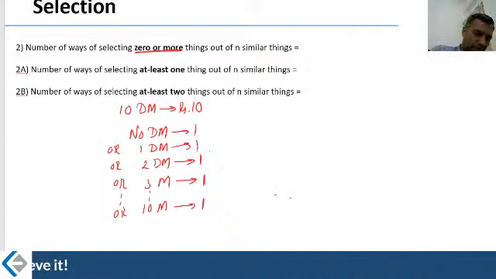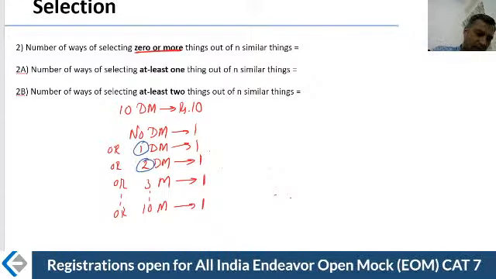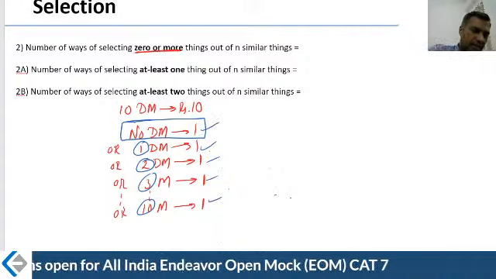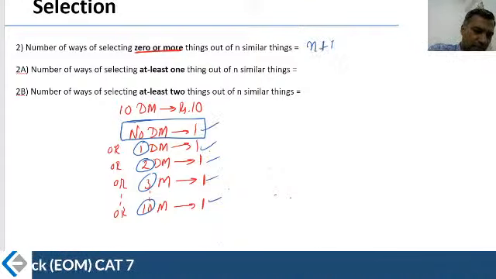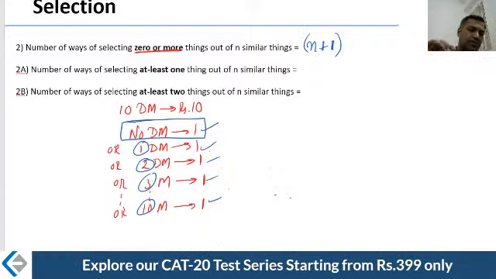Now think about it, guys. For one dairy milk there is one way, two dairy milks one way, three dairy milks one way, like this 10 dairy milks one way, and there is also zero dairy milks, no dairy milk. There is one extra case. Therefore, you would say that this is going to be n plus 1 ways. The number of ways of selecting 0 or more things out of n similar things is n plus 1.